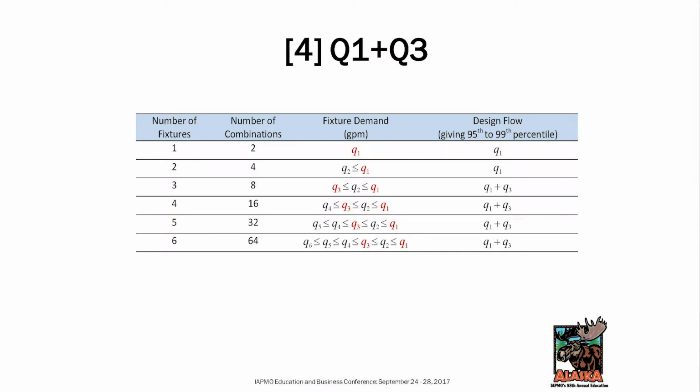So if you have 6 fixtures on a branch, you can order them in the order of flow rate and just sum up the Q1 and Q3, and that's your design flow rate, and it will always fall within the 95th to the 99th percentile. So those are the 4 methods that are built into the calculator. It's a lot of mathematics, a lot of statistics built in there.